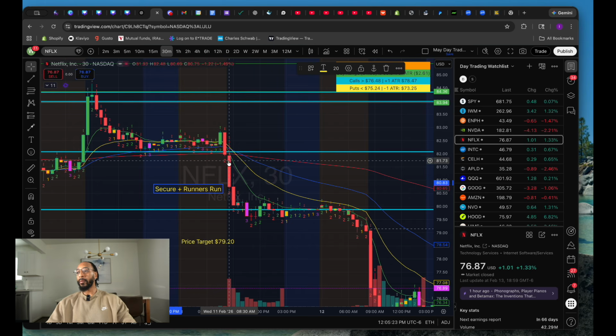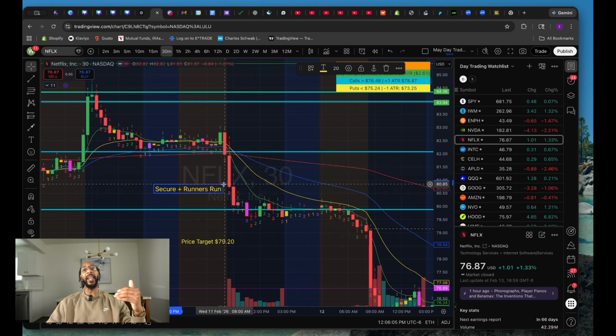Because at this point in time, if you entered up here, 81, and you're all the way down to $80, right? Well, you got about a $1.20 move. Probably up about 50%, maybe 70% off of this candle alone if you got out of the money contracts. So you can secure profits, right? And then you can let your runners run down to the price target. So that way, if it does reverse, you still have some profit and you're still in the green on this trade, right?